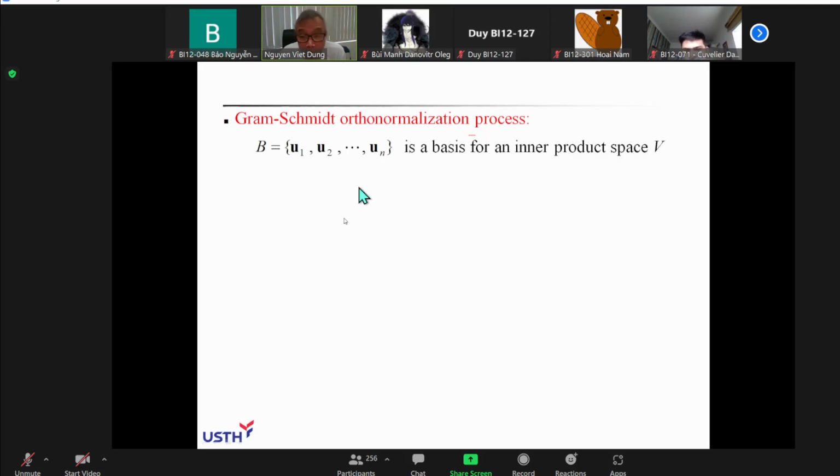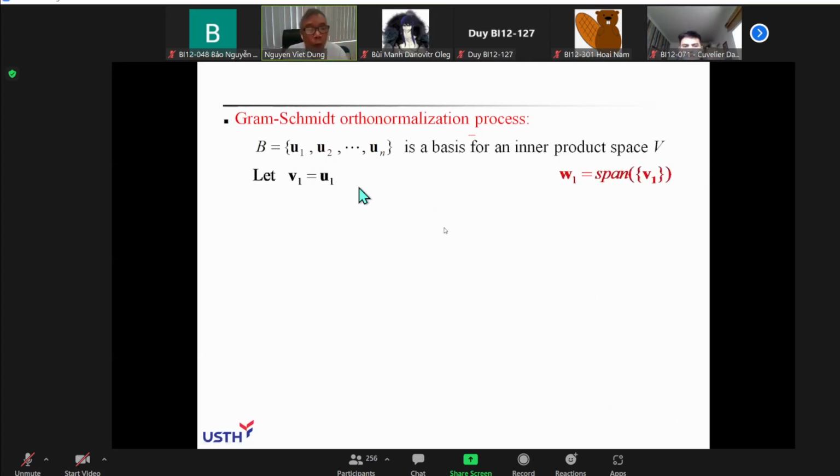Suppose that we are considering an inner product space V, and in it we have any basis B of u1, u2, up to un. Then the Gram-Schmidt process will help you. From B, we can make a new orthonormal basis for V. It can be done as follows. In the first step, we take v1 to be u1. It means nothing changed with u1. We keep it.